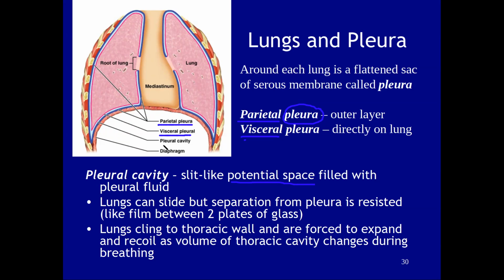So as it says here, the lungs can slide, but separation from the pleura is resisted like a film between two plates of glass. So you can slide around the two sheets of glass, but it's hard to pull them apart, right?